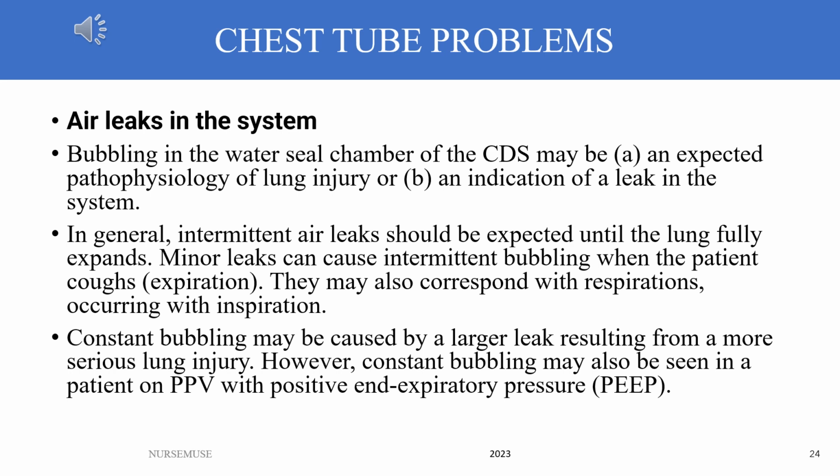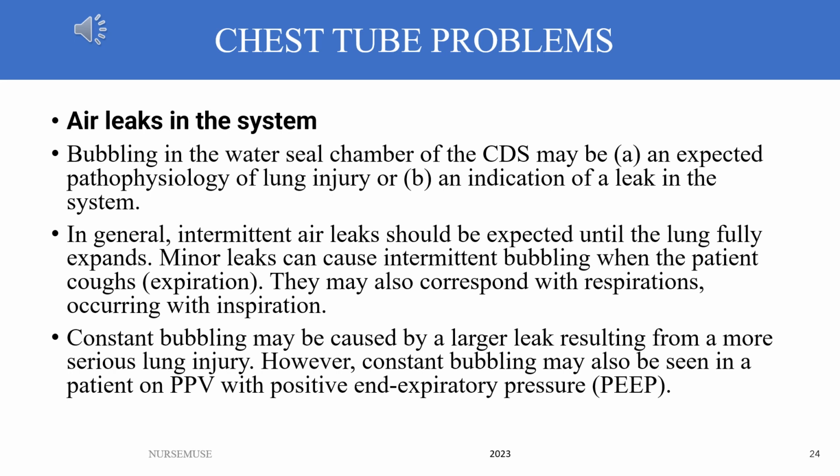Bubbling in the water seal chamber may be expected or it may be an indication of a leak in the system. But in general, intermittent air leaks should be expected until the lung fully expands. So you want to be aware of intermittent air leaks until the lung has fully expanded. Minor leaks can cause intermittent bubbling when the patient coughs or exhales. They may also correspond with respirations occurring with inspiration.